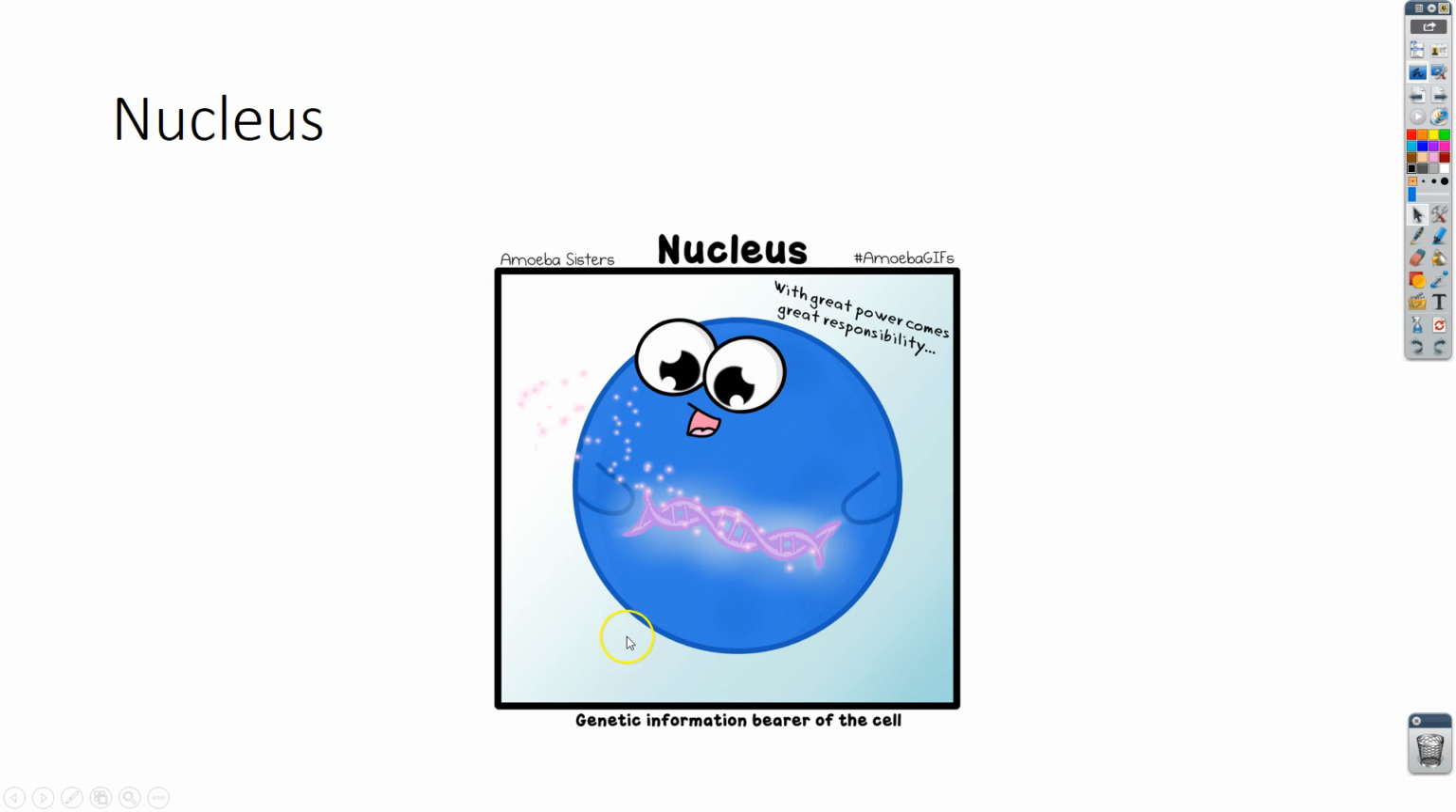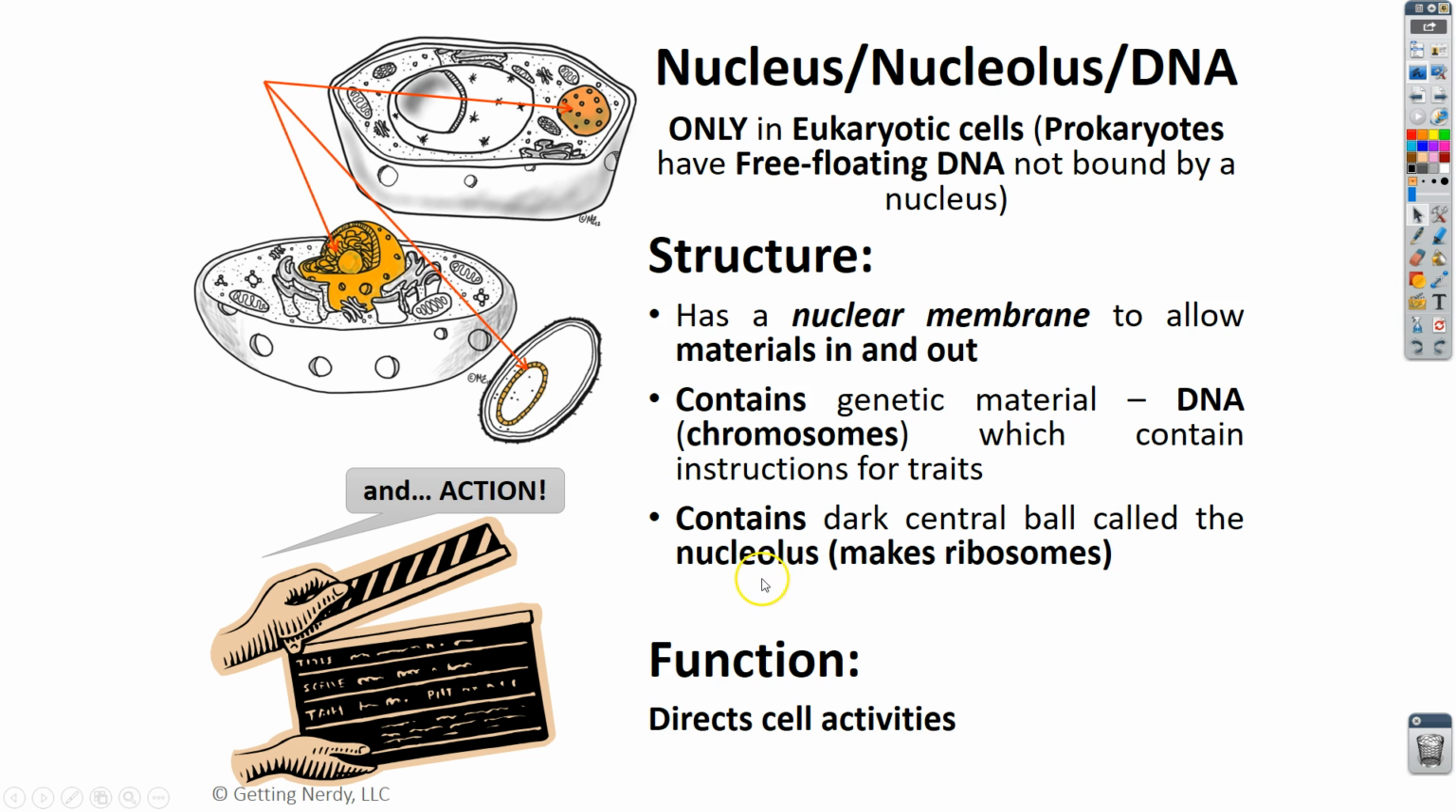The nucleus is one of the most important parts of the cell. It is the genetic information bearer of the cell, and it has a lot of responsibilities. So without the nucleus, you just have the genetic material on the inside. When we look at the cells, we notice that only eukaryotic cells have a nucleus. Prokaryotes have free-floating DNA that's not bound by a nucleus, so they can still get information to different parts of the cell.